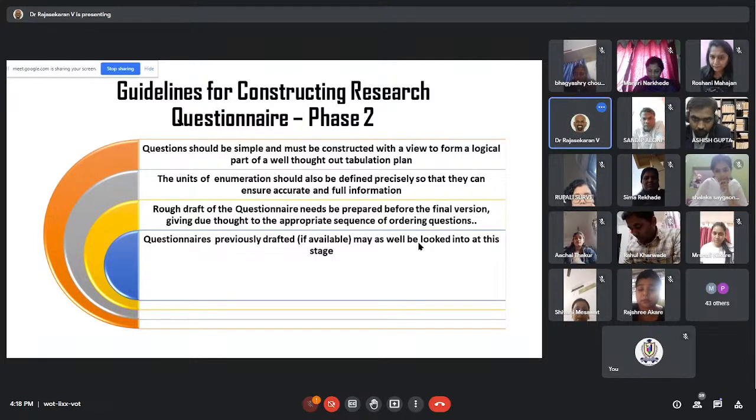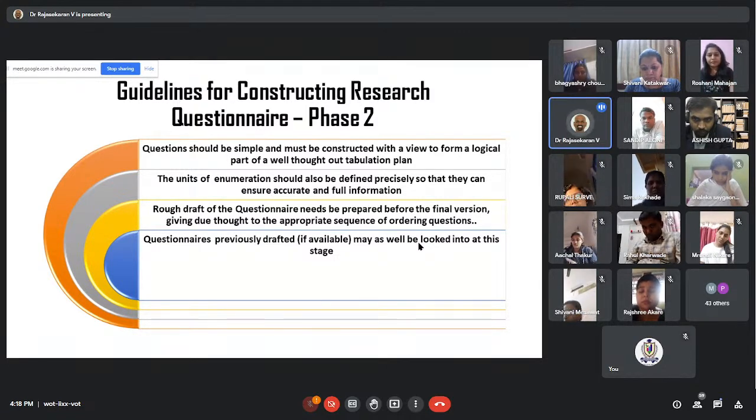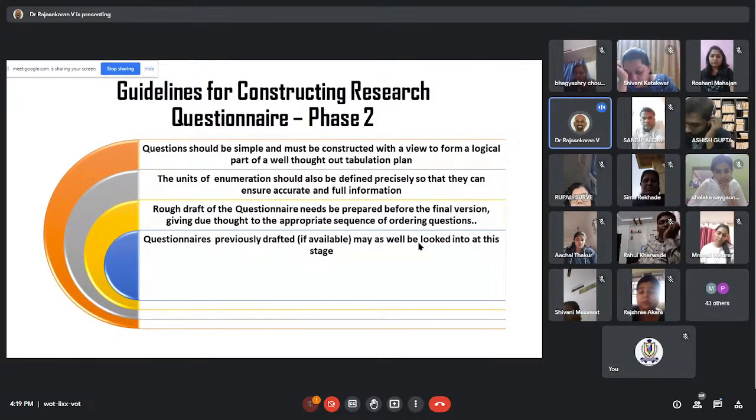be any question. But the only thing you have to be careful about is, number one, whether that questionnaire is appropriate to your research. Number two, do you need to modify anything? That also you are allowed to do. You can take one standardized questionnaire, then if you feel certain portions are not required for your study, you can drop them.